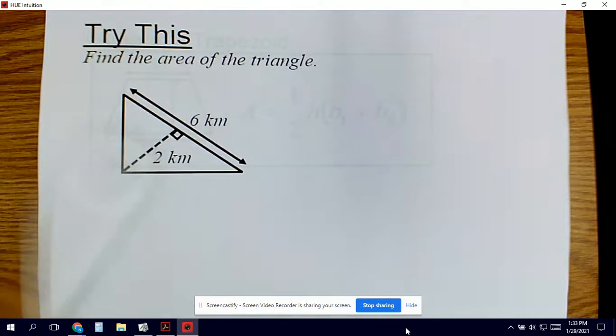Okay, on the screen I have another triangle for you. I want you to try to calculate the area of this triangle all on your own. So pause the video, copy down your formula, and perform your calculation. When you're ready to check your work, hit play again to see how you did.